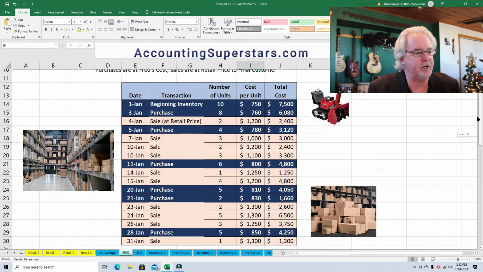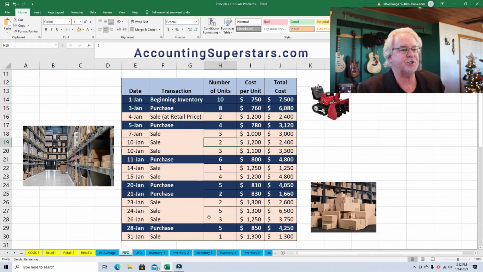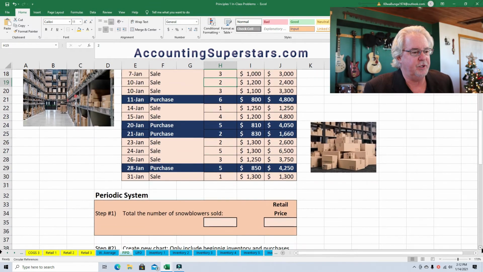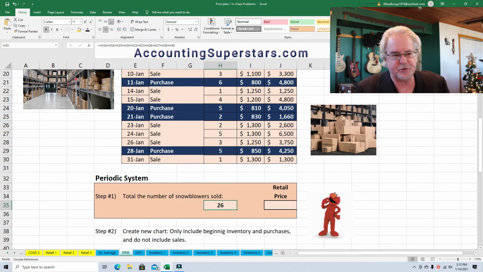We just go look at our chart, and we say, well, on January 4th, he sold 2. And on January 7th, he sold 3 more. And on January 10th, he sold 2 more. And so we just add all the snowblowers that were sold, and they're the ones highlighted in the pink salmon color. So if you add those all up, you get a grand total of 26 snowblowers sold.